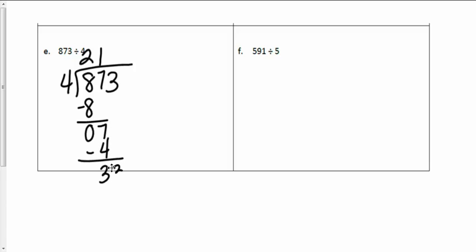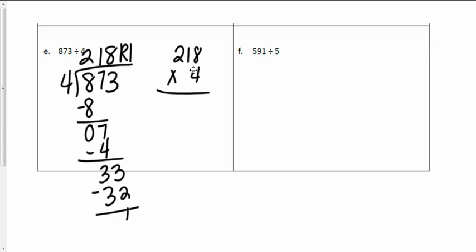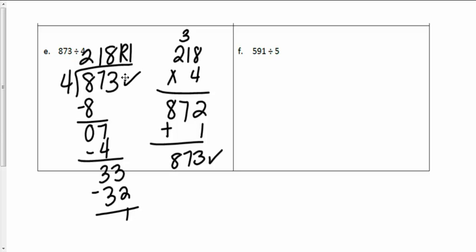I add that to the 3 ones. Well, 8 times 4 is 32. So I'm going to put 8 in my quotient. And when I subtract, that's going to leave me with a remainder of 1. All right, so now I'm going to check. 218 times 4. 8 times 4 is 32. 1 times 4 is 4, plus 3 is 7. 2 times 4 is 8. But don't forget, you have to add your remainder. So when I add 1, that gives me 873. So they match. Okay, last one on the front.